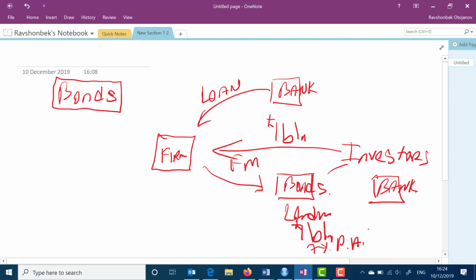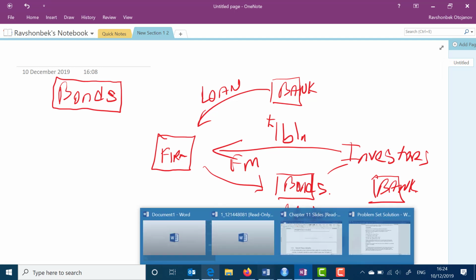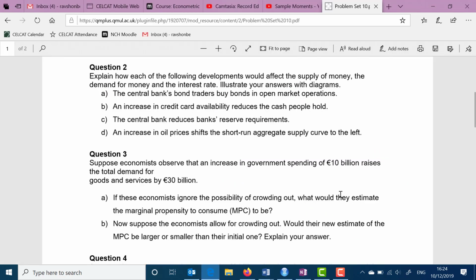Now government also trades bonds. They can trade treasury bills, government bonds. Government bonds are traded to raise money for government projects. Treat government as a company in this case, although it's not for profit purposes. It raises money for building the NHS, roads, bridges, new parks, and things like this. Makes sense, guys? Now let's go back. So what happens to the money market when the central bank's bond traders buy bonds in open market operations?